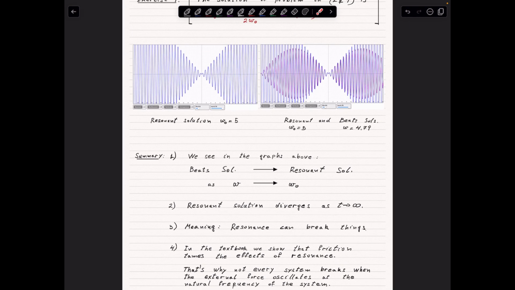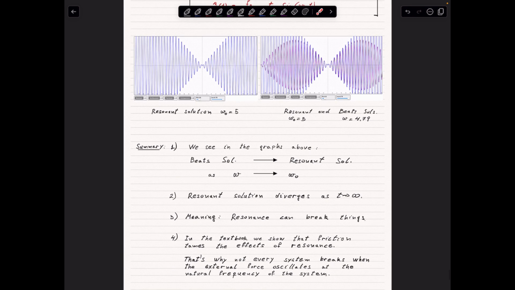So this is what we wanted to mention about solutions for a mass-spring system with an oscillatory force that has a driving frequency that is different from the natural frequency or equal to the natural frequency, where we have beats when both frequencies are close but different, and when both frequencies are identical, then we have the resonant solution.